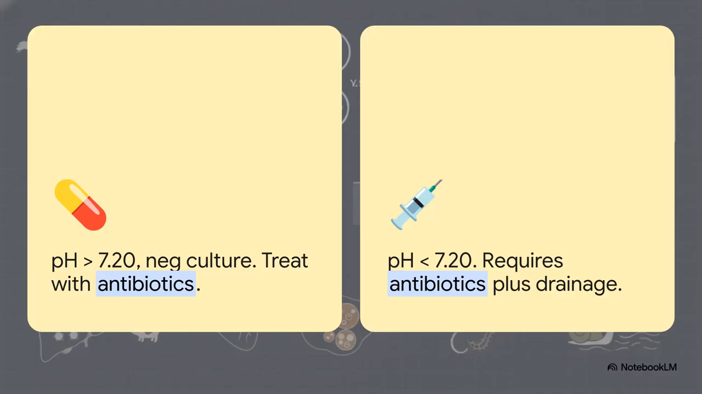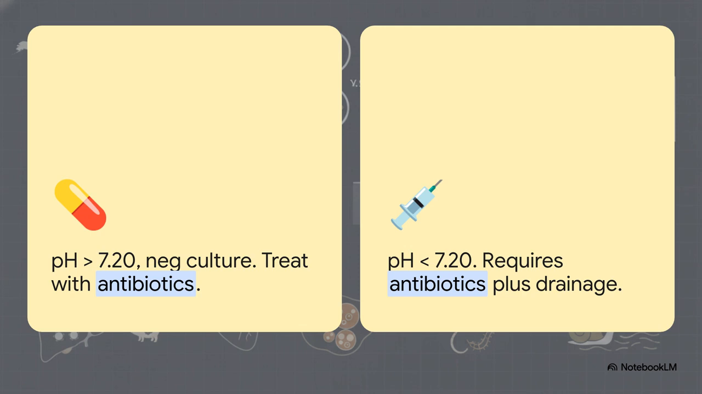Fluid analysis is going to dictate your exact next move for pleural effusions. If you tap the fluid and the pH is 7.20 or higher with a normal glucose and a negative gram stain, you're looking at an uncomplicated parapneumonic effusion. You just treat the underlying pneumonia with antibiotics.